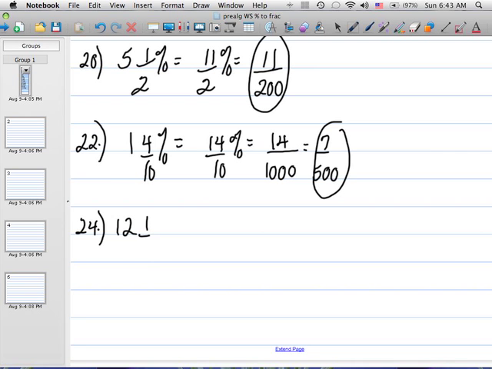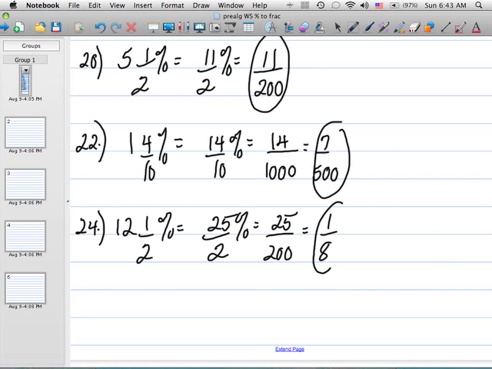24, I have 12.5%. Change it to its fraction form. That's 12 times 2 plus 1. That's 25 halves. Still the percent. Now compare it to 100, which means we divide by 100, so add 2 zeros to the bottom. 25 goes into 25 once, and there are 8 25s, or 8 quarters in $2. So our answer is 1/8.